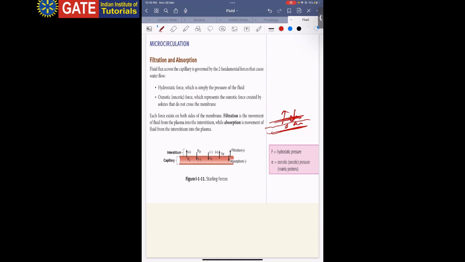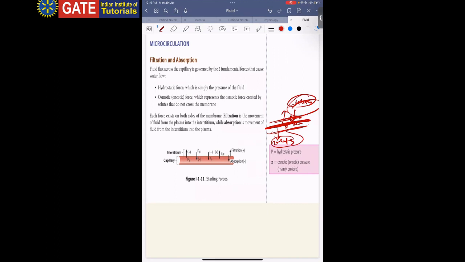First, we have the hydrostatic force. Hydrostatic force is just the pressure of the water. The water which is flowing here has its own pressure, that is known as the hydrostatic force. Second, we have the osmotic or the oncotic force, which is actually due to the solutes that will be present here or outside. These solutes that cannot cross the membrane are responsible for this force as well as the movement of this fluid.